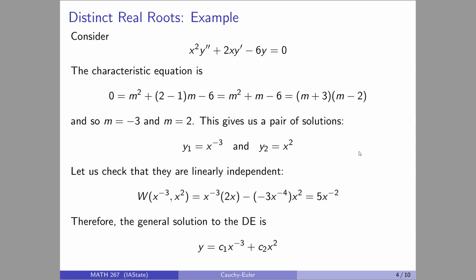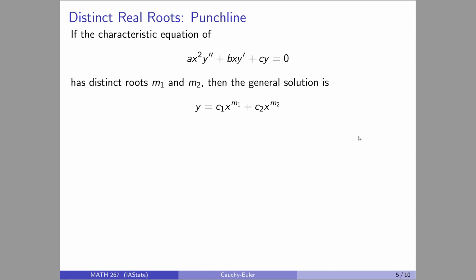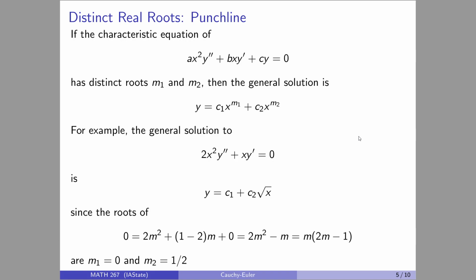That's really all we're going to see today, that these get solved basically the same way. It's just a different auxiliary equation and a different guess that's helping us out. All right. So in the distinct real roots case, that's exactly what you think. If you've got two distinct real roots, they will form a fundamental set. So for a quick example, 2x squared y double prime plus xy prime equaling 0. The solution there will be c1 plus c2 square root of x, because the roots of the characteristic equation are 0 and 1/2.